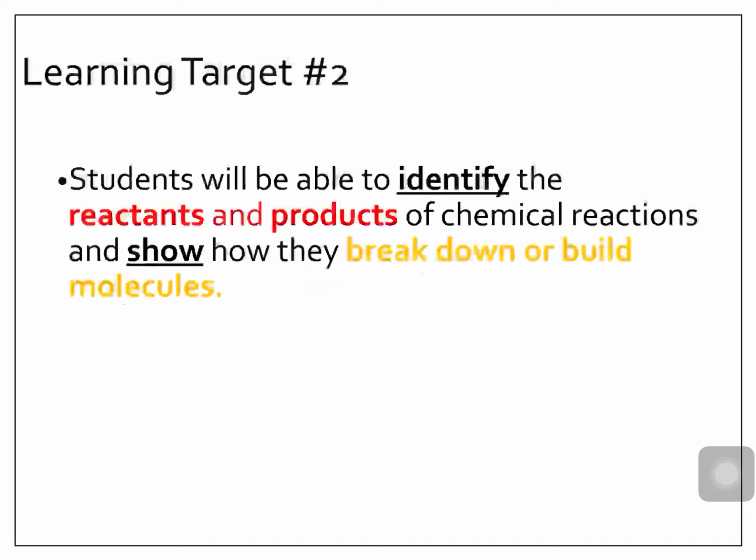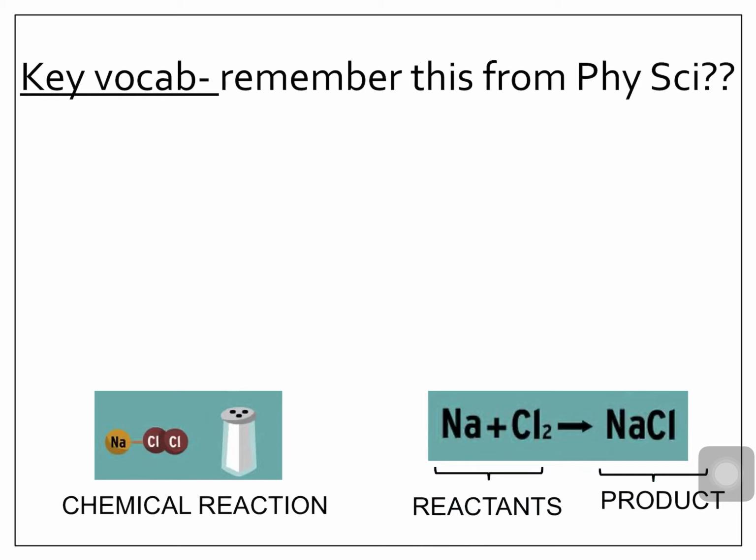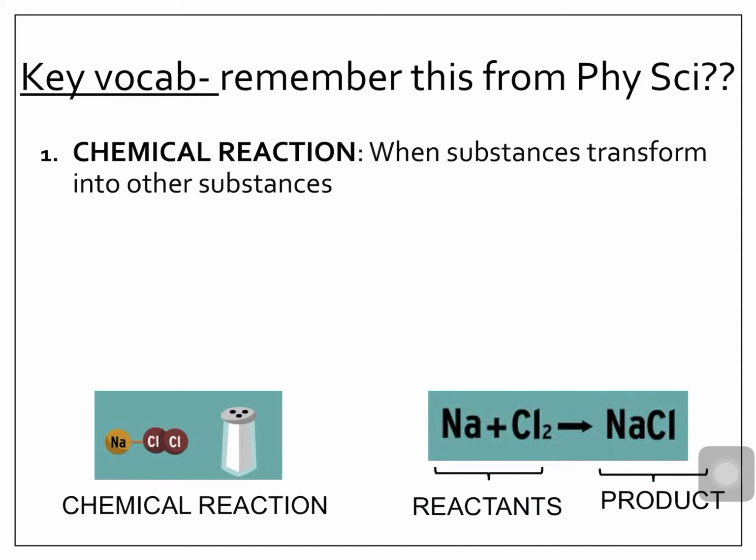And for those of you who had physical science last year, this should be a review. Okay, reactants and products of chemical reactions, and then we're going to show how they break down or build molecules. So learning target 2. Some key vocab and things to remember from physical science if you had that last year. First, if we have a chemical reaction, what we're referring to is when substances transform into other substances.